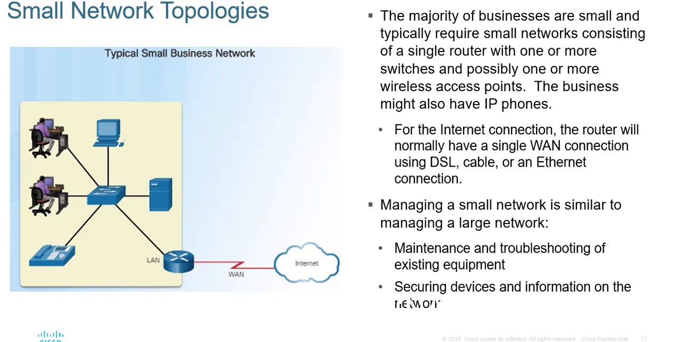So we have small network topologies. A small network can be just a single router, a switch, and other laptops and computers on your network. The majority of businesses are small, and they typically require a small network consisting of just a single router, like I explained, and then a few devices. All that you will need to do is connect your router to the ISP using DSL or any other form. Then all other things are okay.